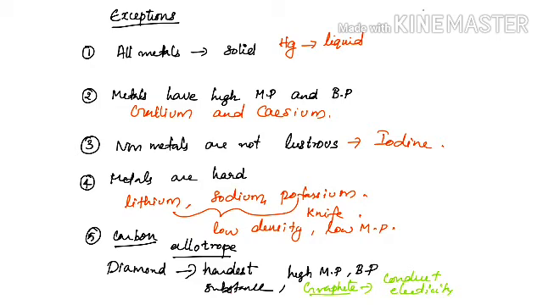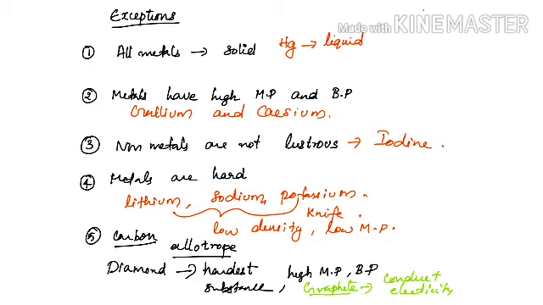Then non-metals are normally not lustrous, but iodine is. Then metals are very hard. Exceptional cases are lithium, sodium and potassium, which are very soft, so that we can even cut them with a knife. They have very low density and also very low melting points.